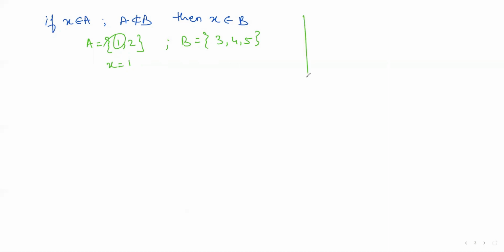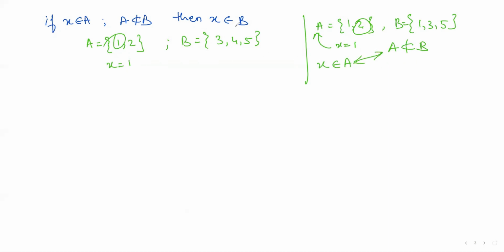You can consider another situation in which your A is 1, 2, and your B is 1, 3, 5. Again, X is equal to 1, and 1 belongs to A. So X belongs to A, and A is not a subset of B since 2 is present in A but not present in B. So both the situations are there, but here your X element 1 belongs to B. So with this kind of example, the situation is false, and with this kind of example, the situation is true. We found a situation in which the statement was false, so we'll consider it as false.